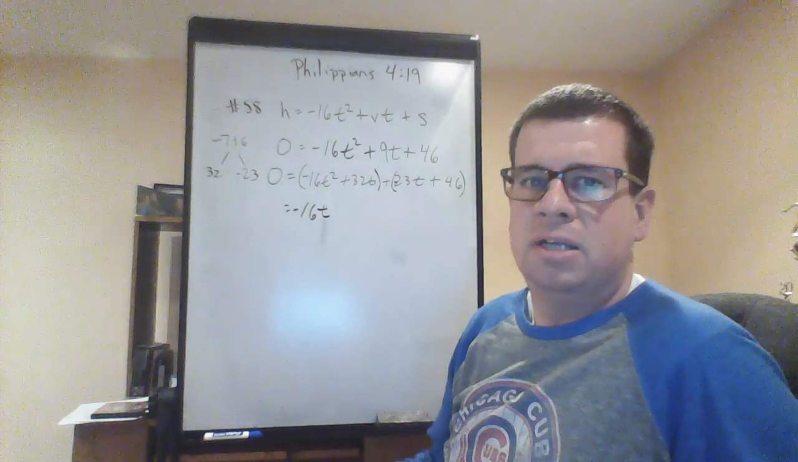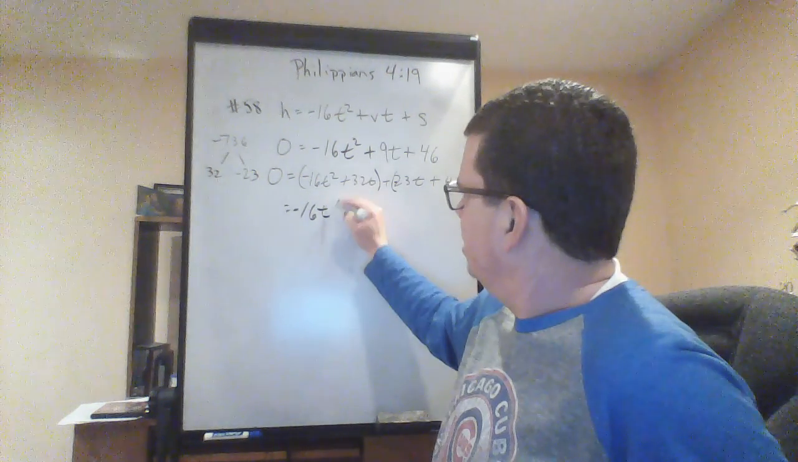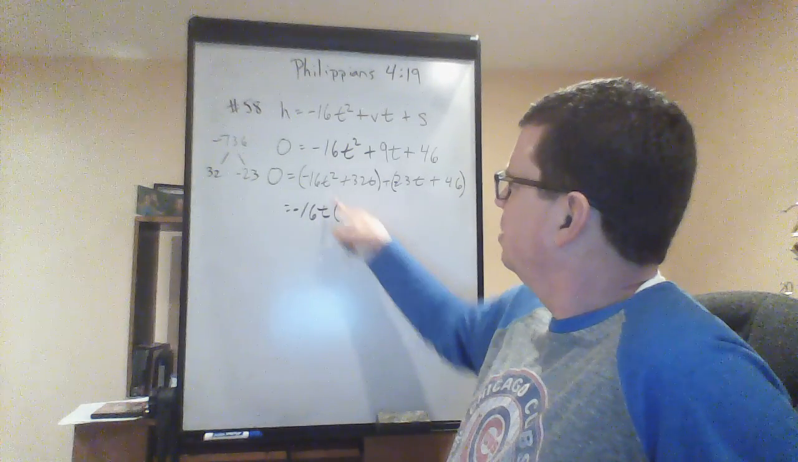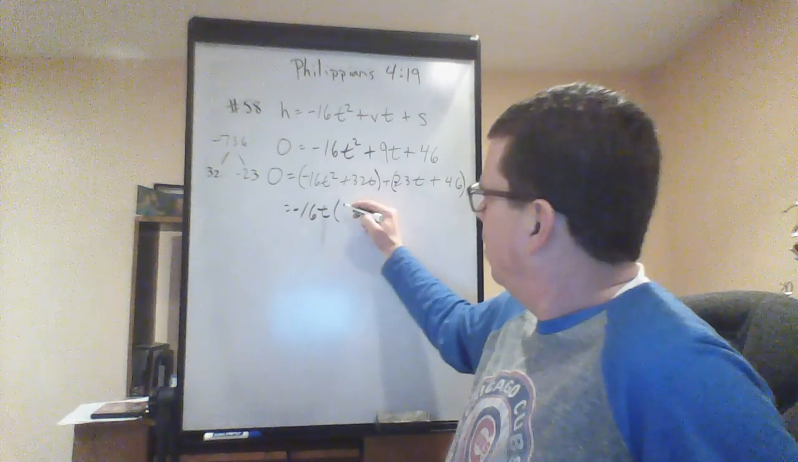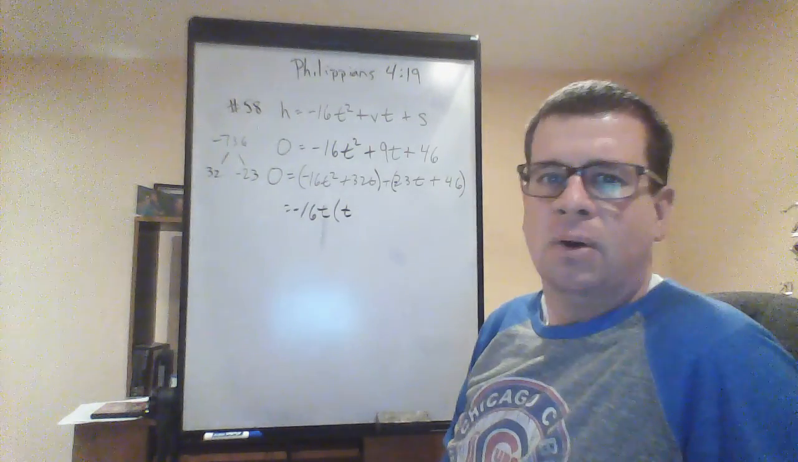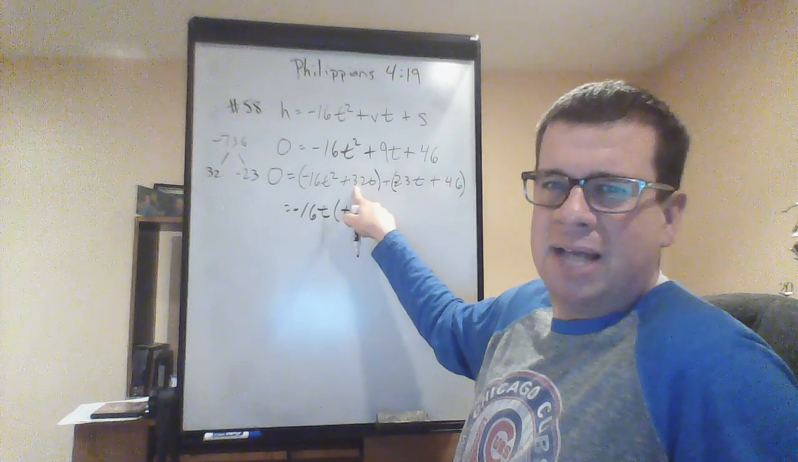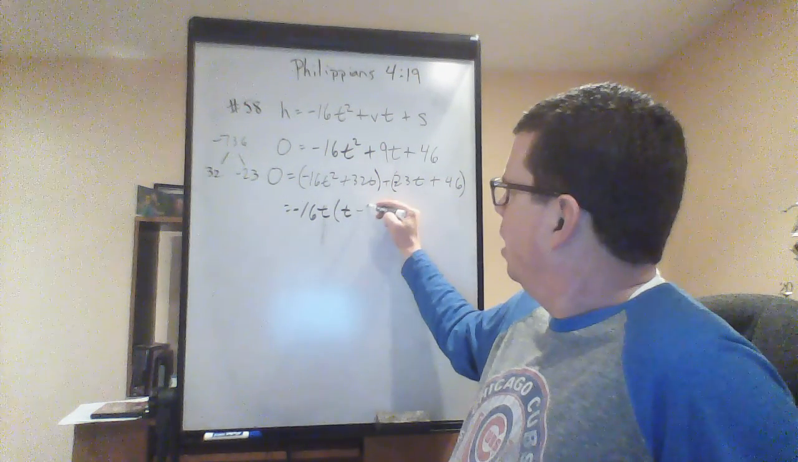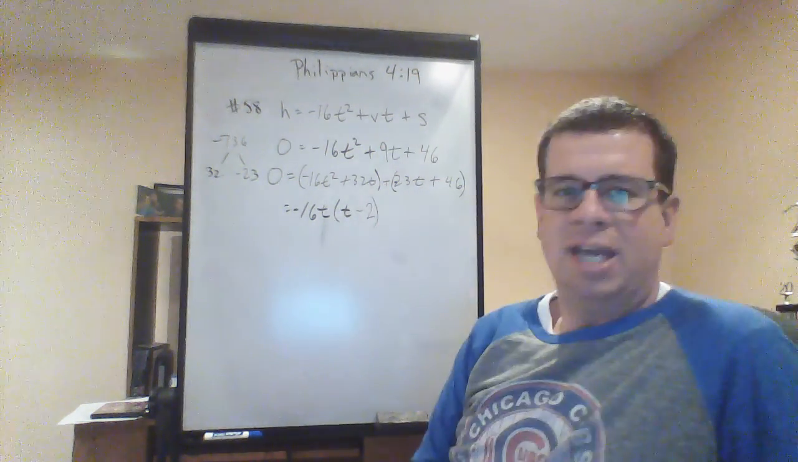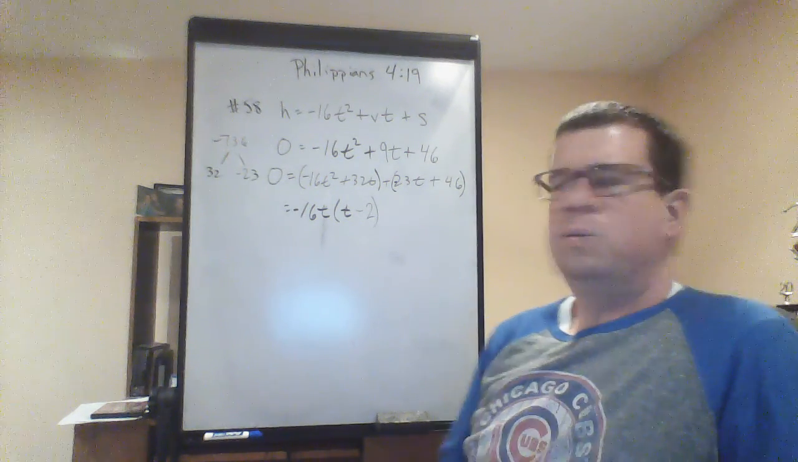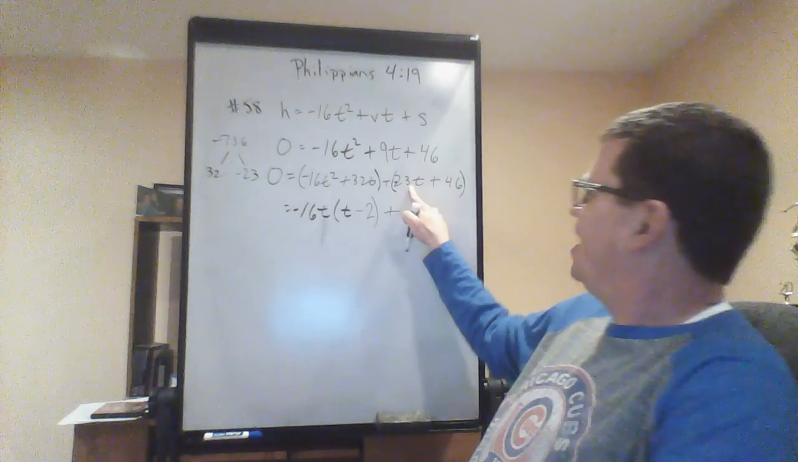I can also factor out, or undistribute, a t. So I got negative 16t. And negative 16t times what would give me negative 16t squared? Well, that'd just be t. And negative 16t times what would give me positive 32t? That would be minus 2. So I get negative 16t times the quantity t minus 2.